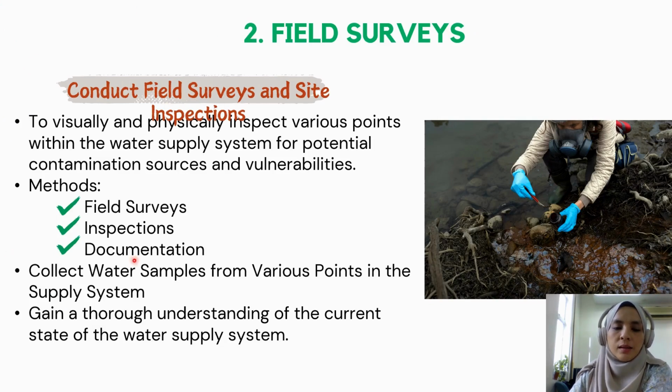Okay. The third one is field survey and sampling, where we conduct field surveys and site inspection to visually and physically inspect various points within the water supply system for potential contamination sources and vulnerabilities, where the methods are field surveys, inspections and documentation. Then we collect water samples from various points in the supply system, where we gain a true understanding of the current state of the water supply system.